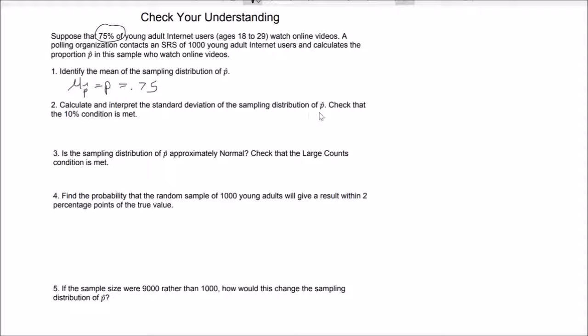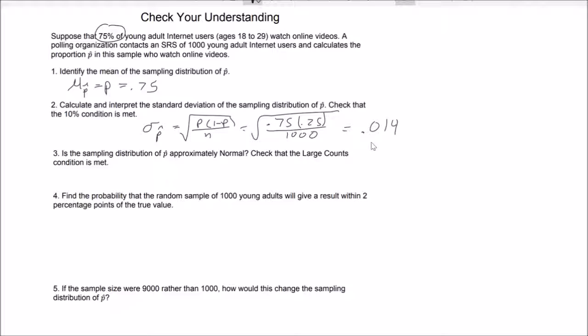Calculate and interpret the standard deviation of the sampling distribution. All right, so that's the one where we have the square root of p times 1 minus p over n. Let's do this. Should be pretty easy. That's 0.75 times 0.25 over, what was n for us? That was 1,000 here. All right, let's type that in, see what we get.